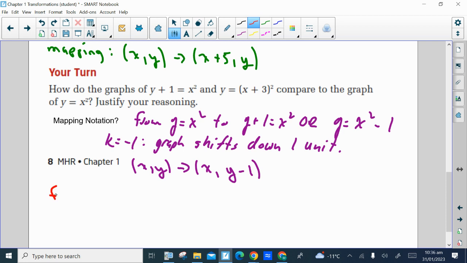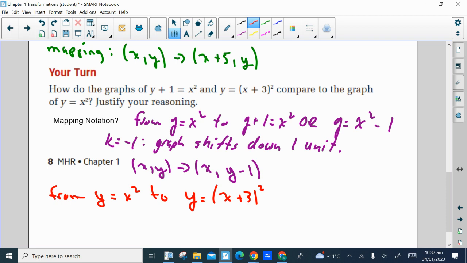And then from y equals x squared to y equals (x plus 3) all squared, this is an h value. You see the difference between the two equations. For a k value, it's not hooked directly onto the x, it's hooked directly onto the x squared. For an h value, it's hooked directly onto the x. It's inside the brackets. Whatever happens to the x, which in this case the x was squared, also happens to the x minus h. It's all squared.